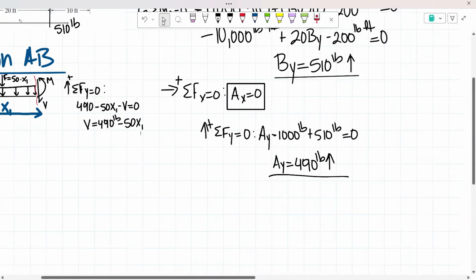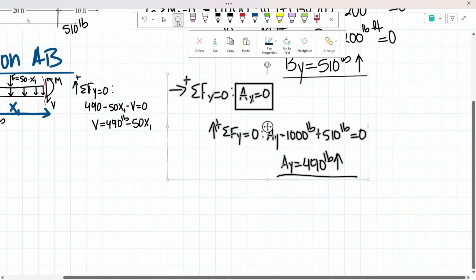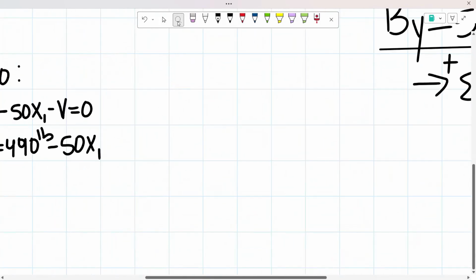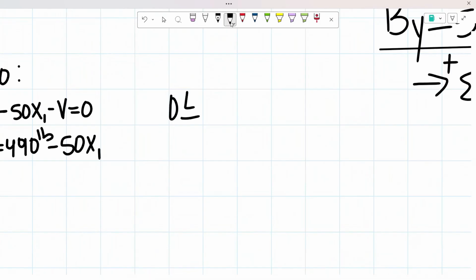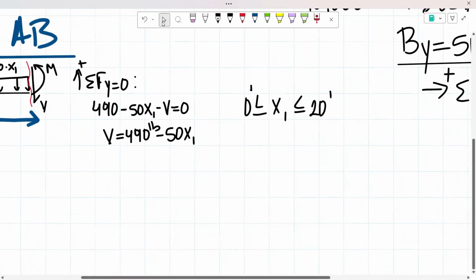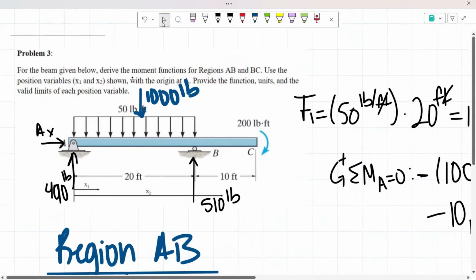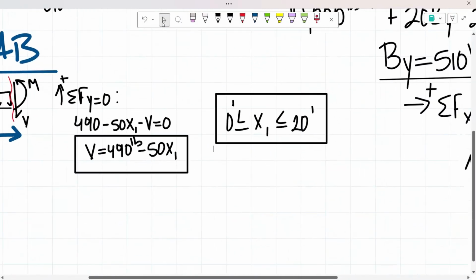We know that this is true. Meanwhile, our x1 is greater than or equal to 0 and less than or equal to 20 feet. So this is our function for our shear force, and these are our limits.